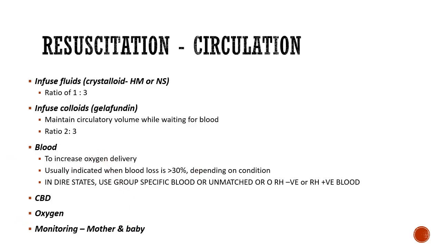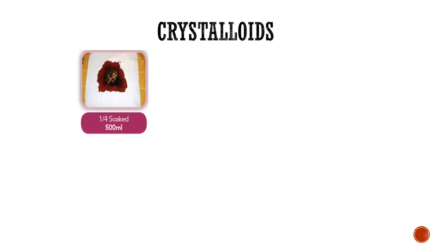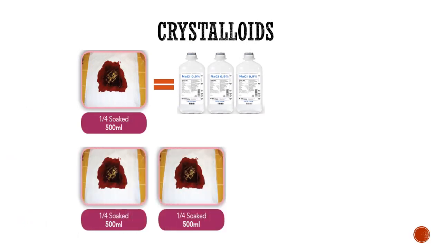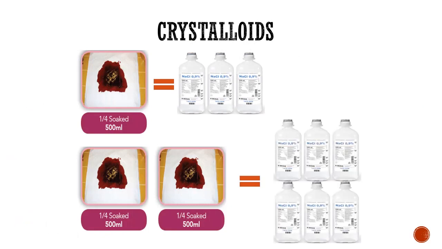Okay, so crystalloids, what do we mean by 1:3? Let's say you have 500 cc of blood loss. So 1:3 ratio means 500 times 3, so it's 1.5 liters of normal saline. Similarly, if you have 1 liter of blood loss, then you times 3 is 3 liters of normal saline. And how fast should you give them?